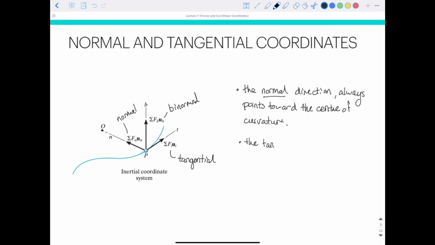So the tangential direction is always tangent to the path, and it's positive in the direction of motion of the particle.